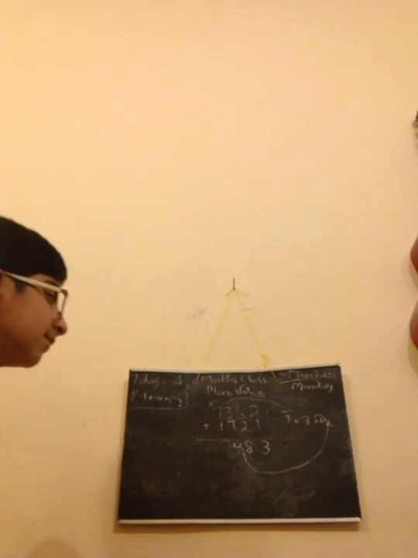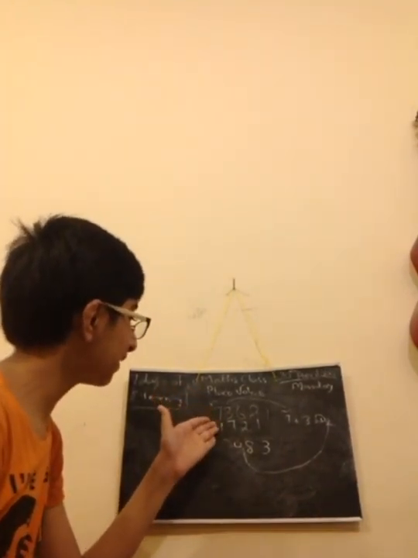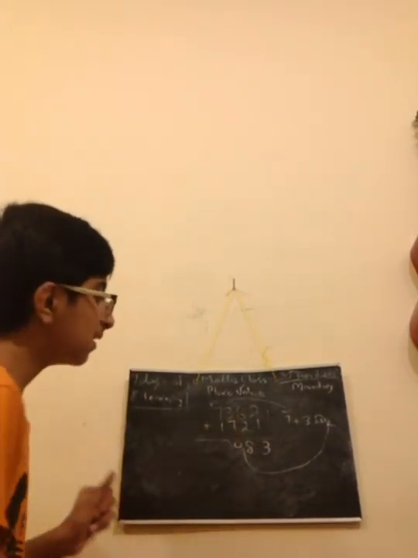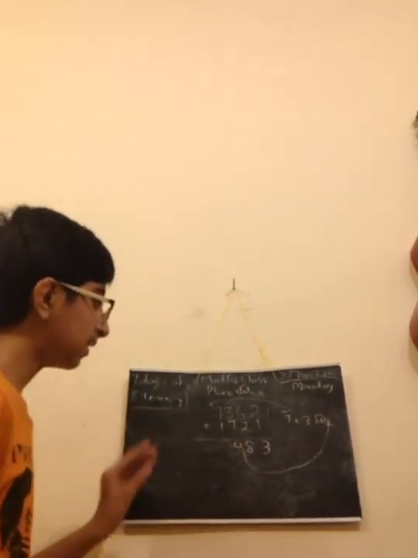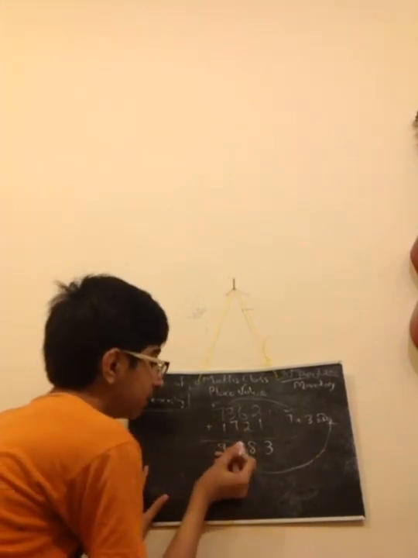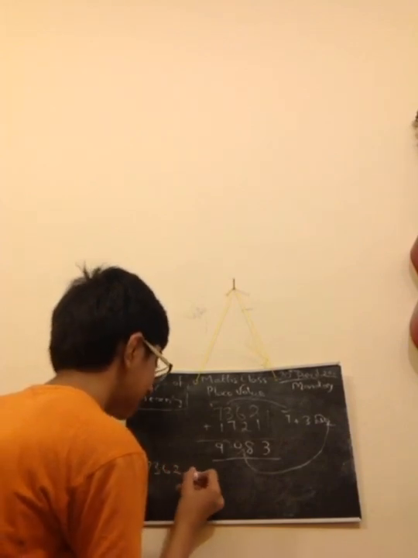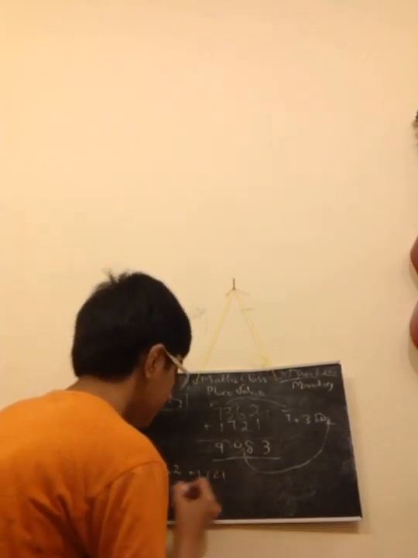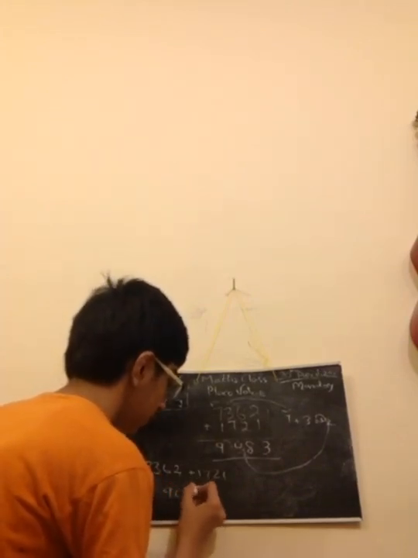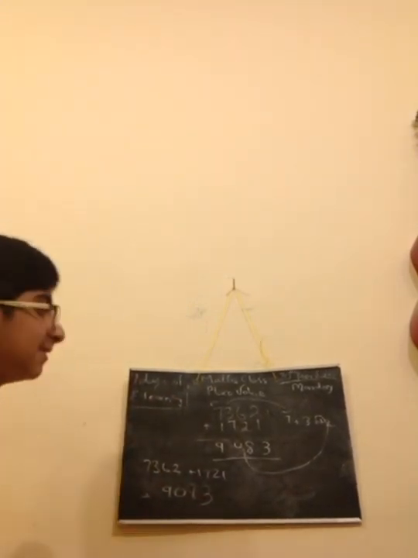Now, what you have to do with this one is to add it with 7 and 1. So first take the value of 7 and 1, which is 8. Now add another 1 to that 8, which equals 9. So the answer is 7362 plus 1721 is equal to 9083. Wasn't it quite easy?